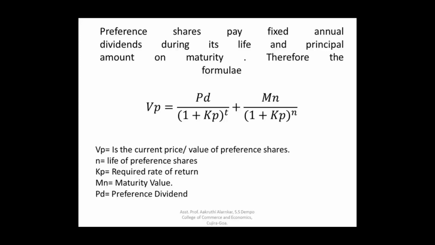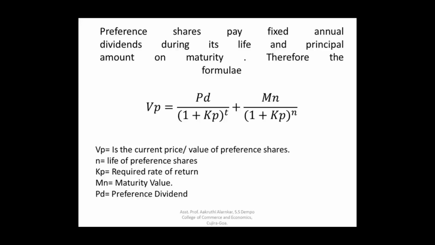They get a fixed amount of profit irrespective of whether the company is making profits or making losses; the preference shareholders are going to get a fixed dividend. So preference shares basically pay a fixed annual dividend during their lifetime and the principal amount on maturity. And on maturity, they will pay some principal amount to the preference shareholders. That is the reason why the formula is as follows.